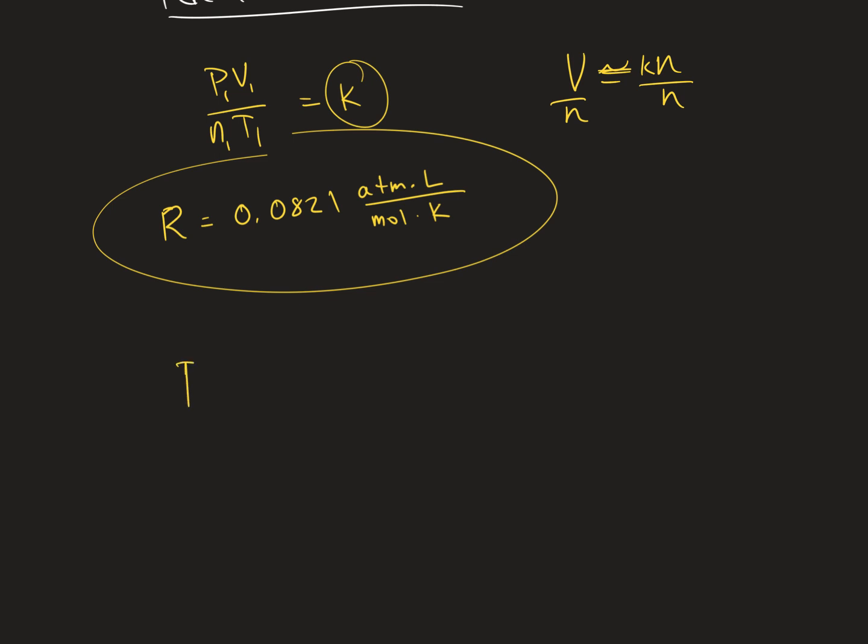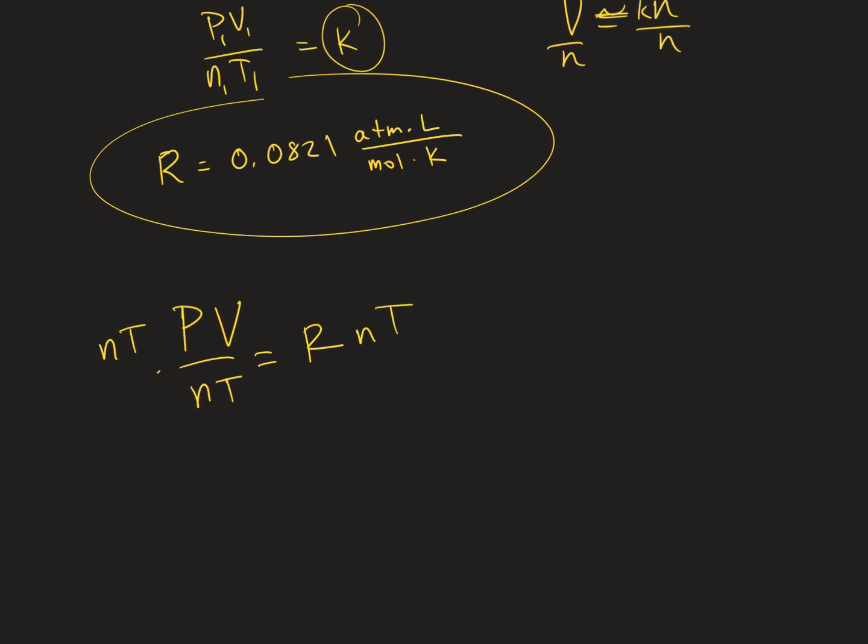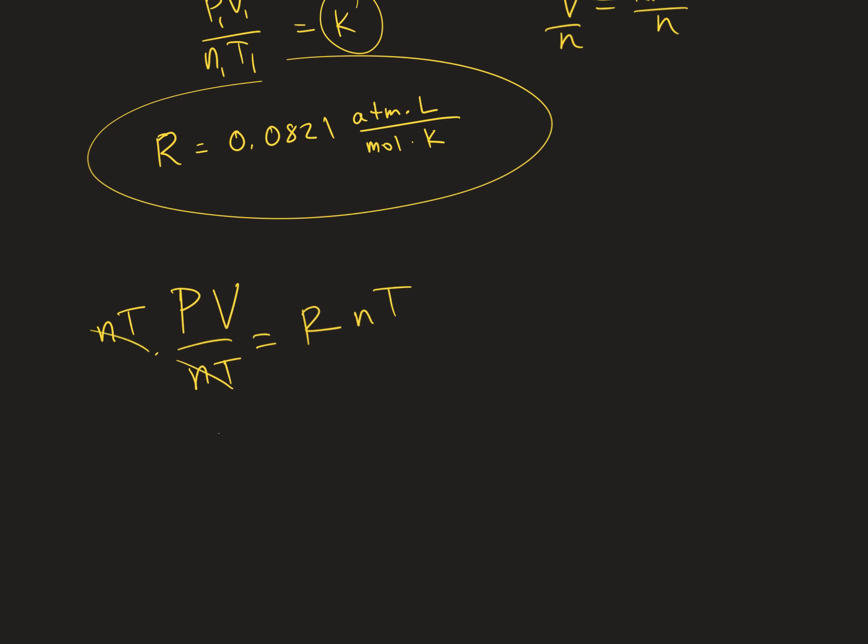So that means PV over nT is equal to R. That looks a little bit clunky. Let's simplify, we don't like fractions, right? Multiply both sides by nT, and then we'll just rearrange: PV equals nRT. Pervert, don't be a pervert. Okay, so that's the ideal gas law.